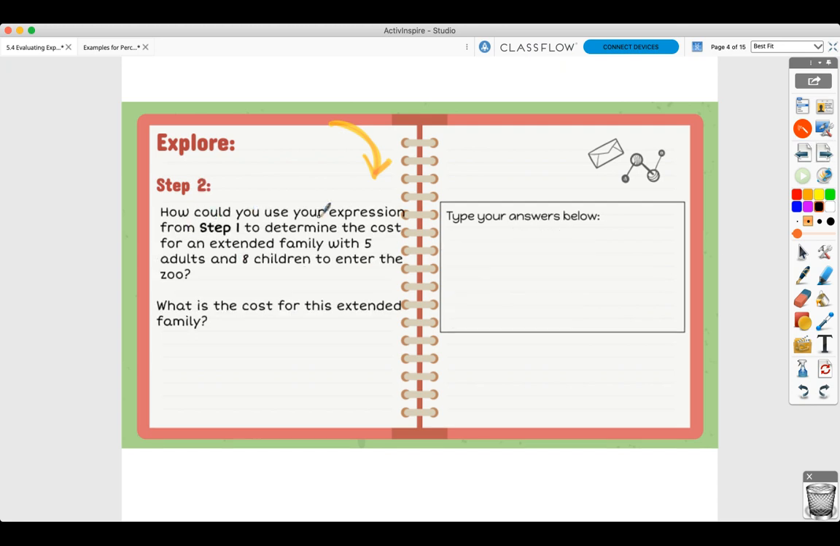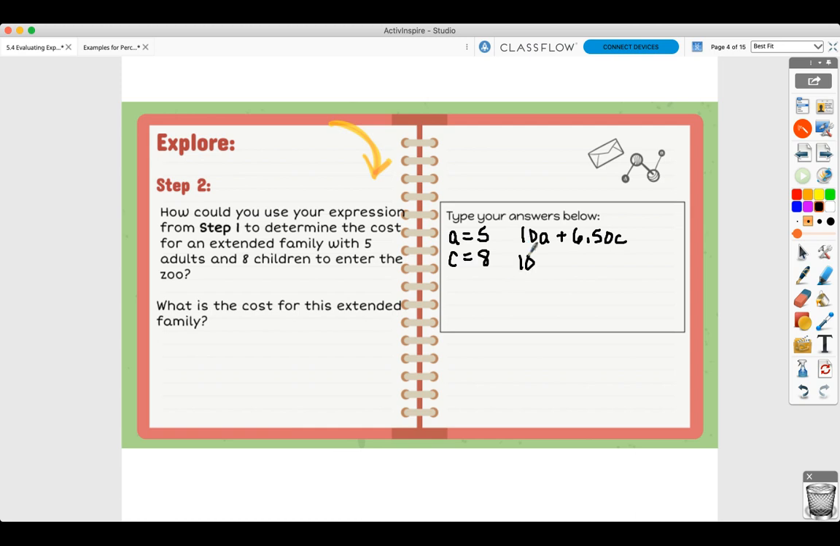How could you use your expression from step 1 to determine cost for an extended family with 5 adults? So A is equal to 5 and 8 children. So C is equal to 8. So we have this expression 10A plus 6.50C. So what we're doing here is now we're going to substitute the values we are given: adults for A and children for C.